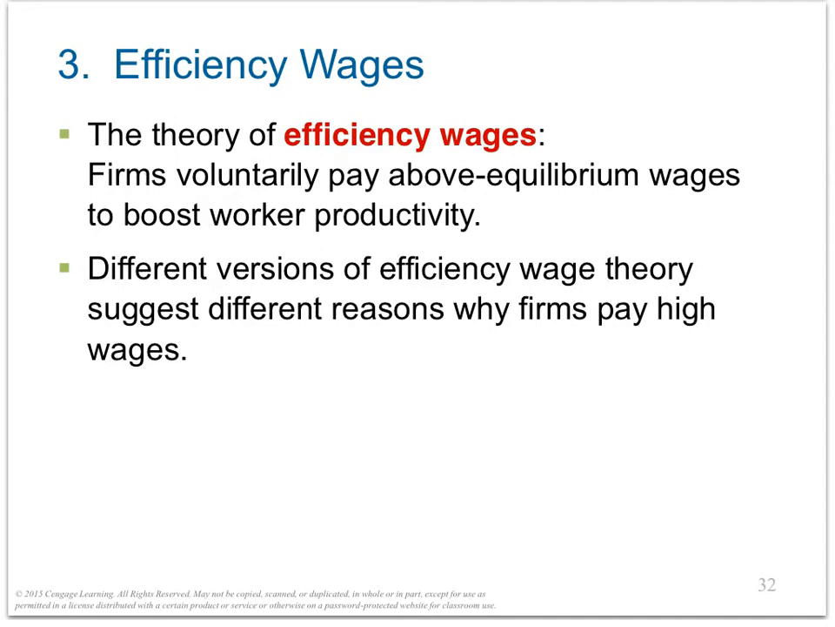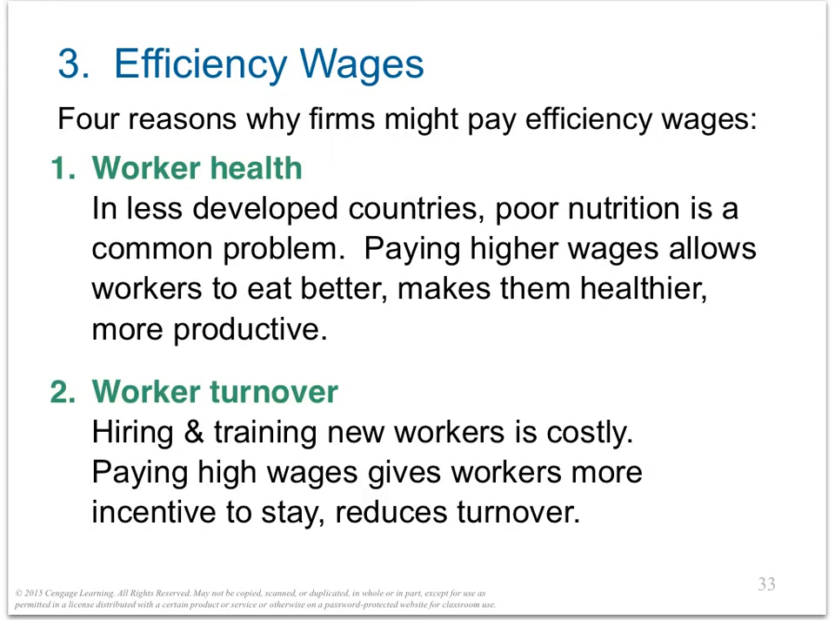And the third argument, why wages are above the equilibrium, can be explained by the theory of efficiency wages. According to this theory, firms voluntarily pay above the equilibrium wages because they want to boost worker productivity. Different versions of efficiency wage theory suggest different reasons why firms pay high wages, but we will concentrate on the 4 important reasons why firms might pay efficiency wages.